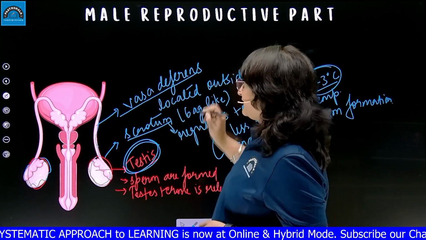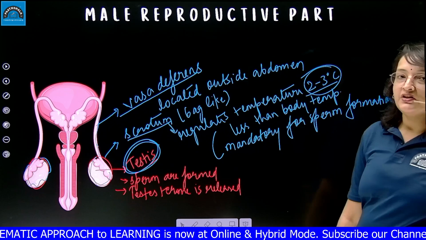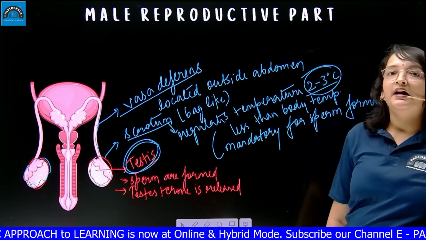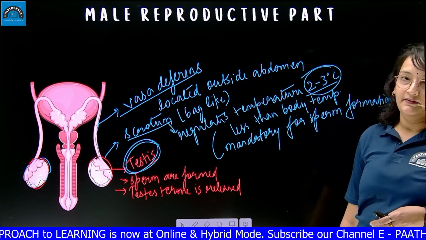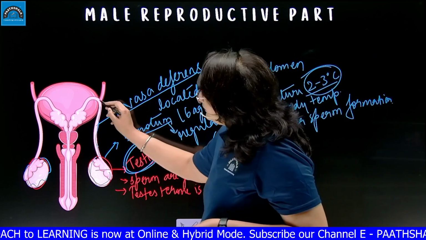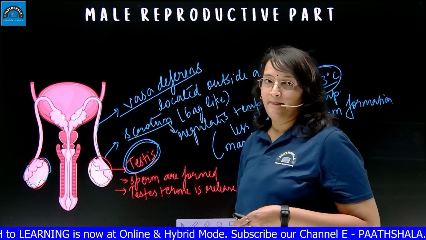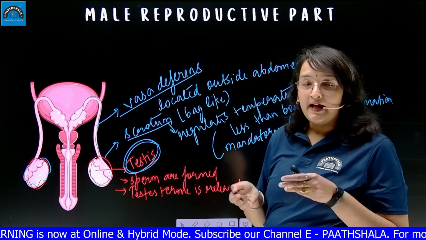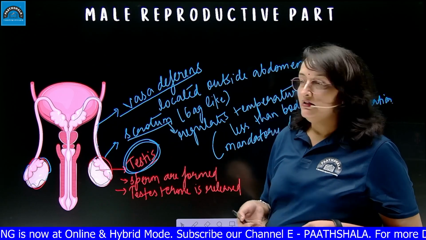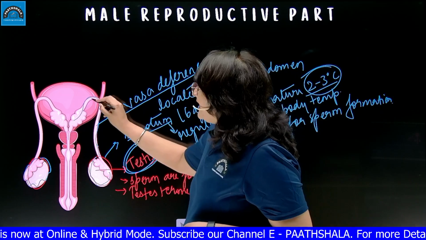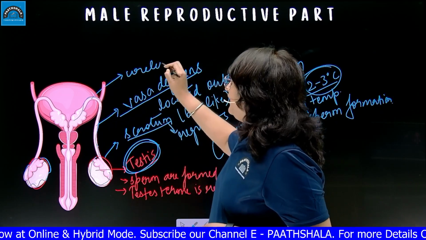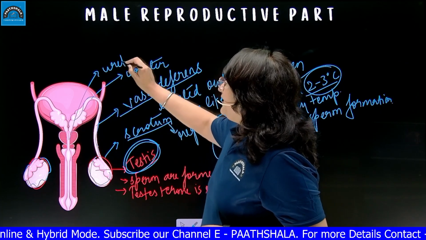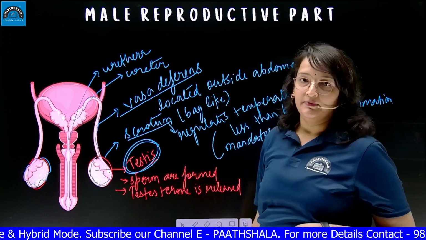Vasa deferens are the tubes which are taking out the semen and sending it to the urinary bladder. Okay, they are finally connected to the urinary bladder. So that urinary bladder will pass its material through the urethra. So this vasa deferens will get connected to the ureter. Ureter will open into the urethra and urethra will release the semen.